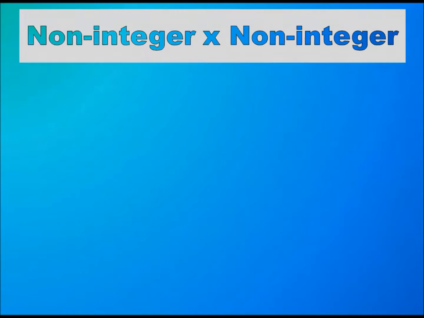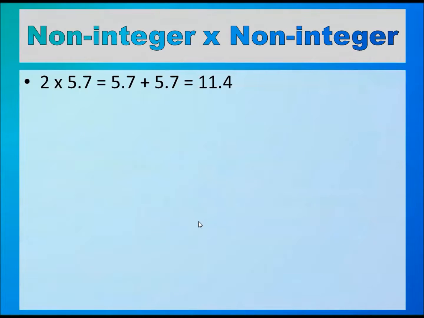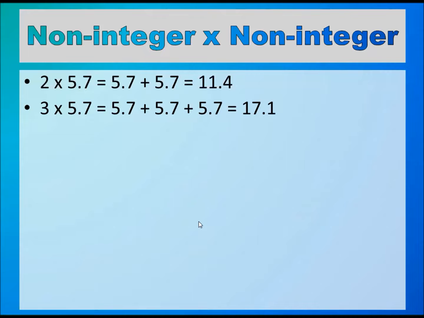Let's now talk about non-integer times non-integer. So we can already find what 2 times 5.7 is. It is 5.7 plus 5.7. So we are using repeating addition, and we have 2 5.7s, and that is 11.4. We can also figure out 3 times 5.7. That is 5.7 plus 5.7 plus 5.7. So that's 3 5.7s, and that is equal to 17.1.